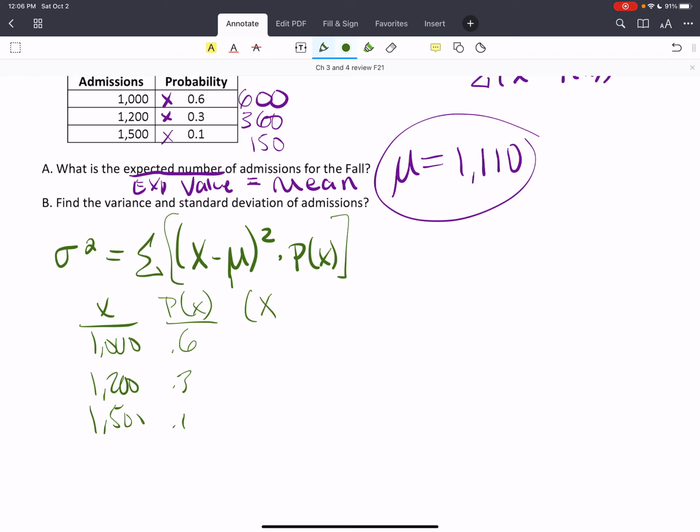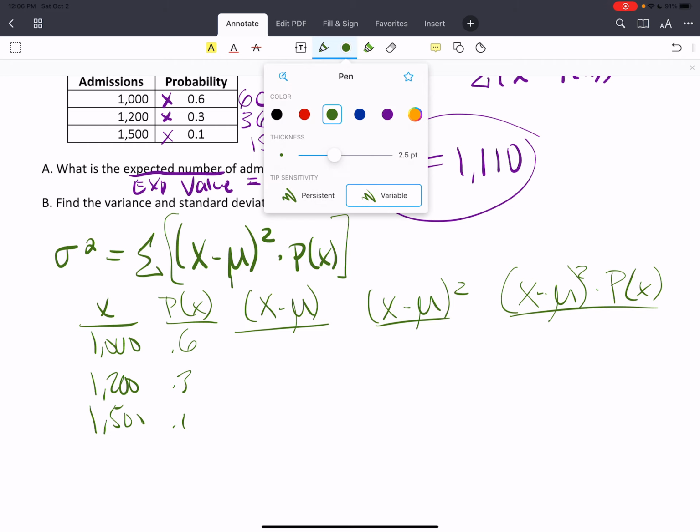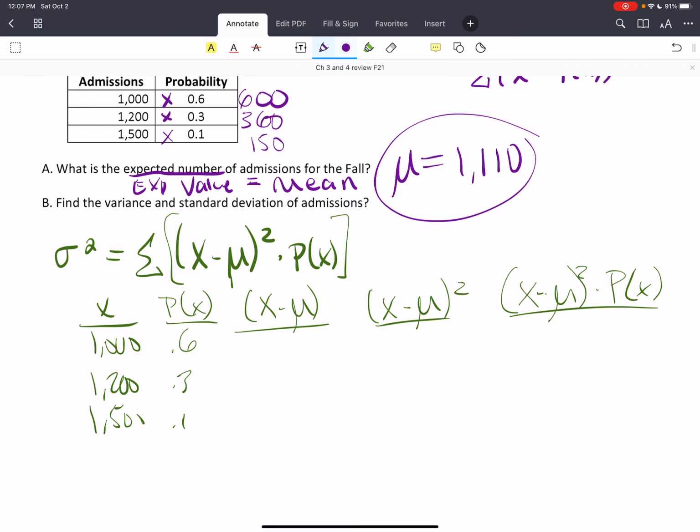All right, so my first column is X minus the mean. My next column is then that amount squared. And then lastly, I'll take that amount squared and multiply by its probability of occurring, okay? So 1,000, and each one we're going to be subtracting from, I have a different color, this 1,110. So 1,000 minus 1,110 gives me negative 110. When I square that, it gives me 12,100. When I multiply by the probability of 0.6, I get 7,260. Okay, so that was my first one.